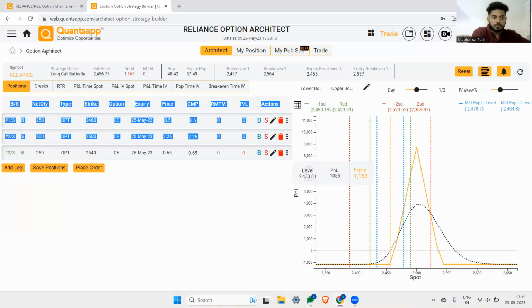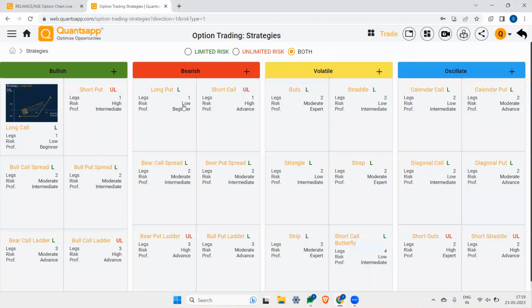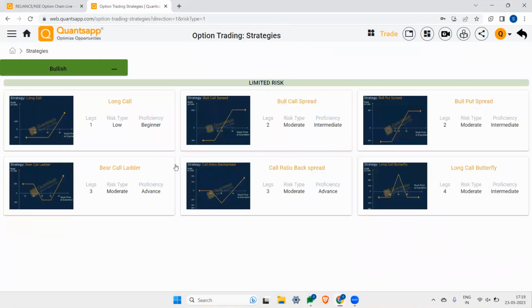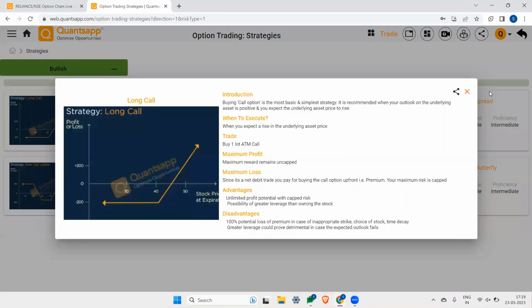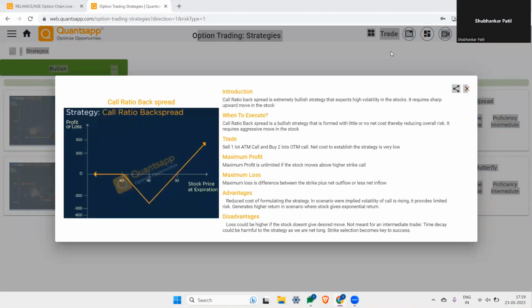And obviously, if you want to learn more such strategies, then you can navigate to the learn section in the application and go to the strategies part. Over here you can find all the types of bullish strategies, bearish strategies. If you click on any one of them, you will get to see all the details about that specific strategy. So do check out the strategies panel and also the architect tool in the application, analyze your strategies and construct them much better using architect and the strategies panel tool in the app.